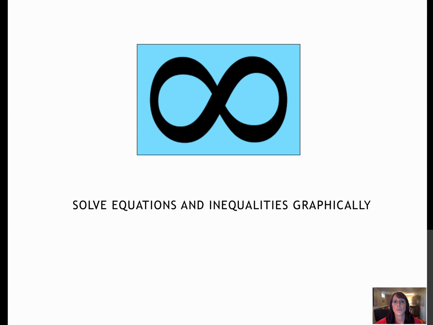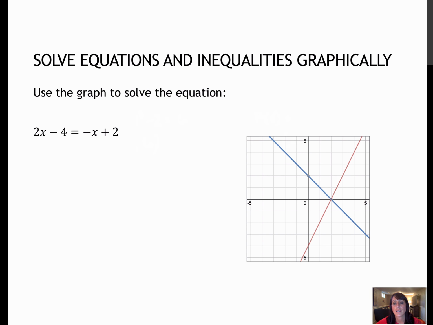It's great for us to be able to understand the relationship between the equations that we solve in any of our math courses and what the graph actually looks like. So this very short lesson is just to show you basically what it looks like on your graph when you're solving an equation. So for instance, here are two graphs.